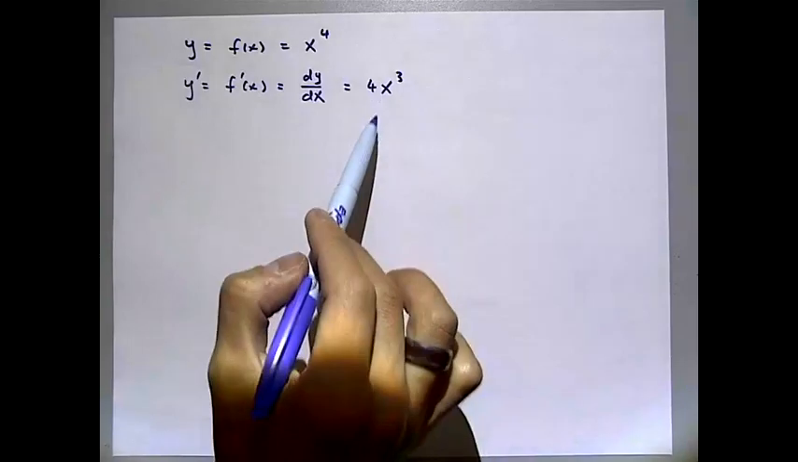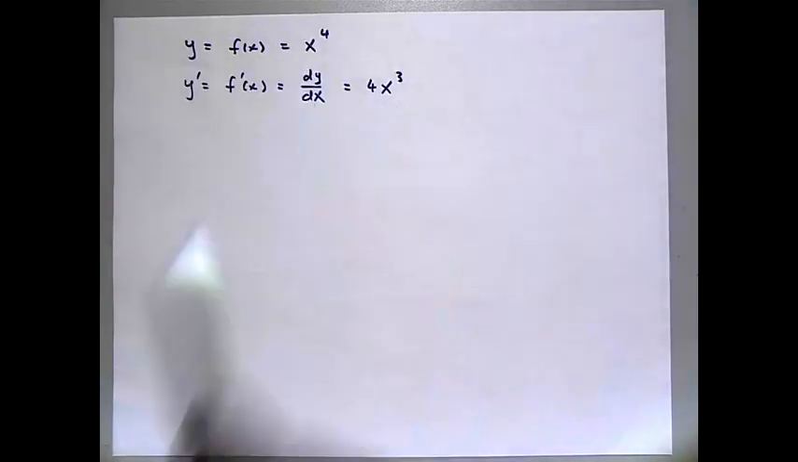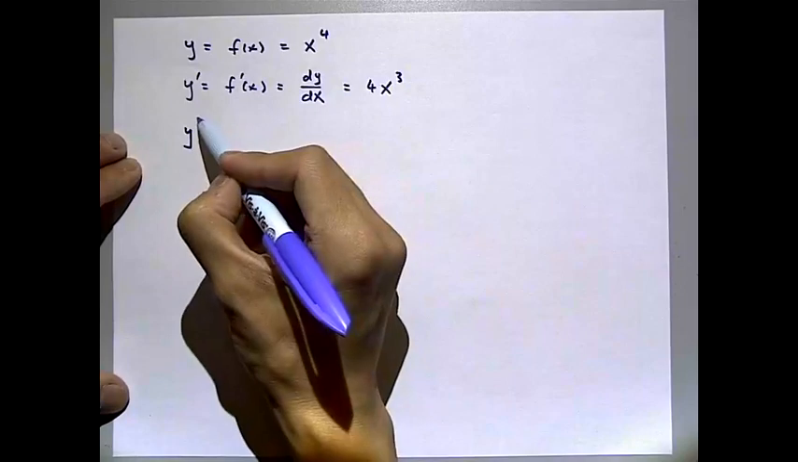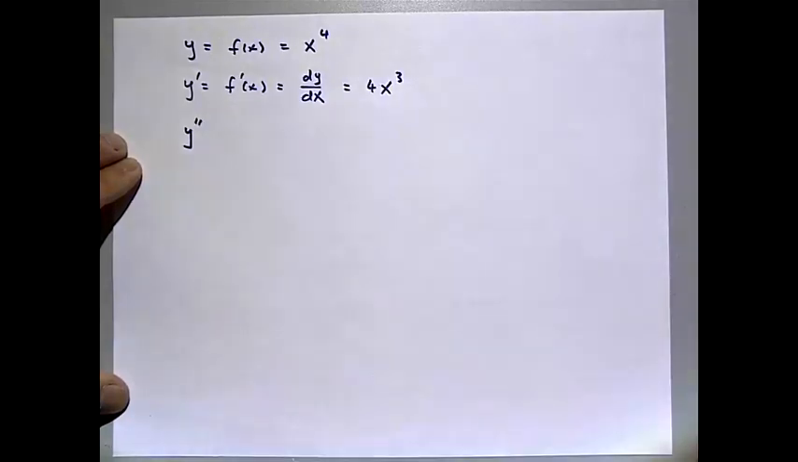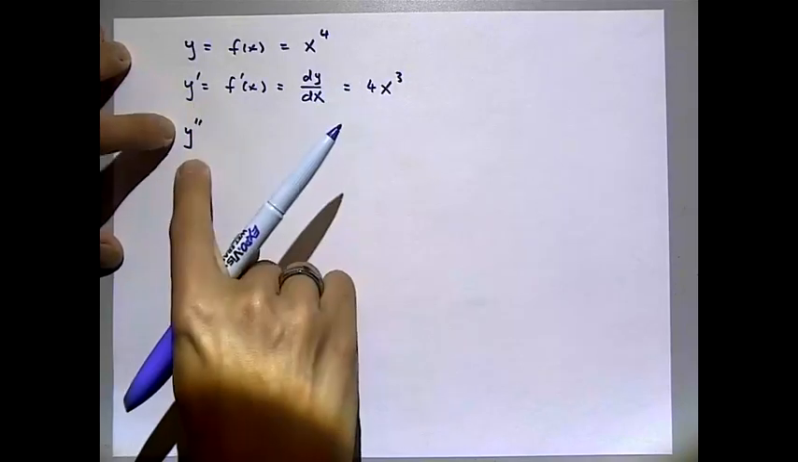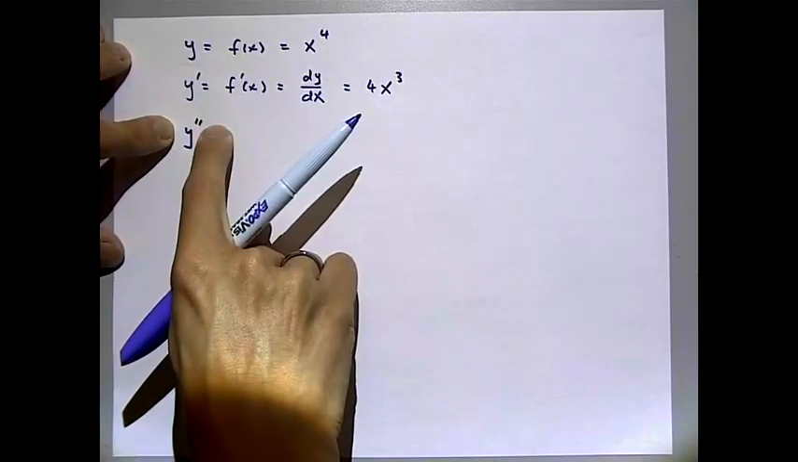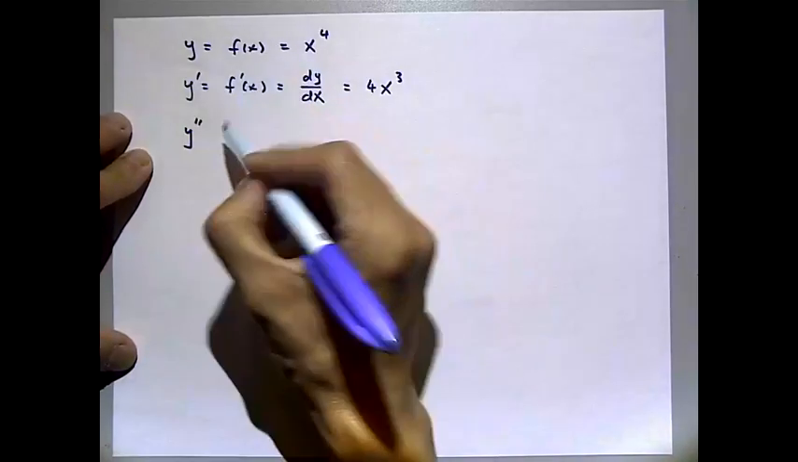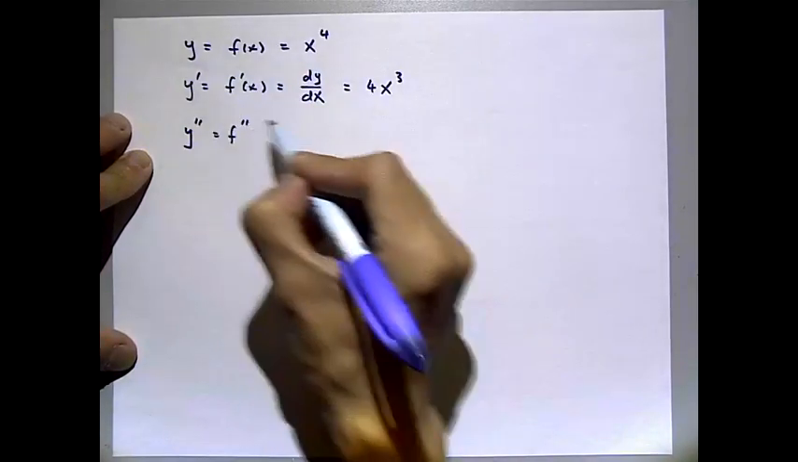Now, if you look at this thing right here, this is no different than x to the 4th fundamentally. There's nothing stopping me from taking another derivative. So in fact, I can do it again. If I take the derivative of a derivative, I just keep adding these primes to it. The derivative of y prime is y with 2 of these things. We read this as y double prime. That's the same as f double prime.